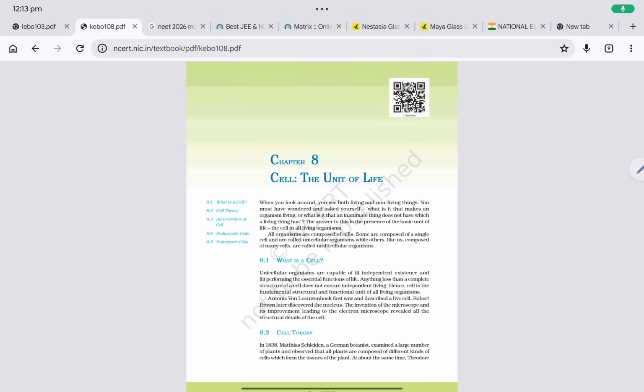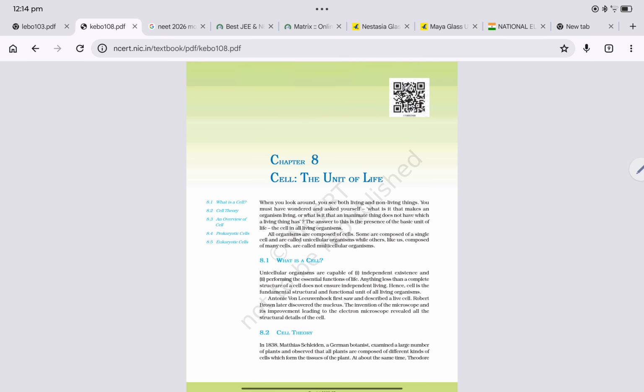Cell, the unit of life. When you look around, you see both living and non-living things. You must have wondered and asked yourself, what is it that makes an organism living, or what is it that an inanimate thing does not have, which a living thing has? The answer to this is the presence of the basic unit of life, the cell, in all living organisms.